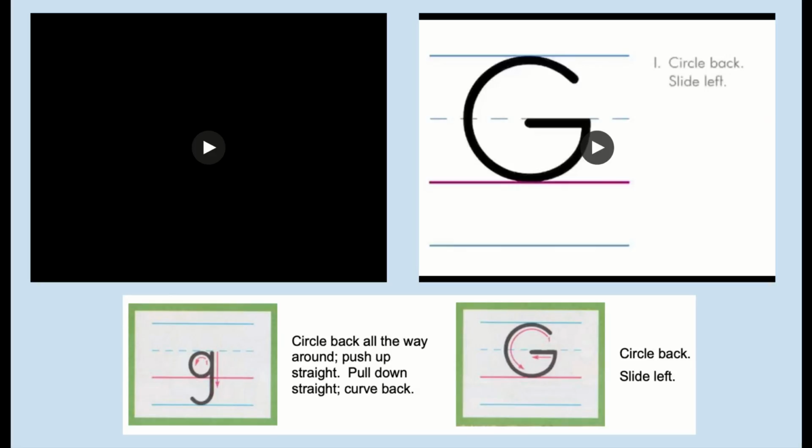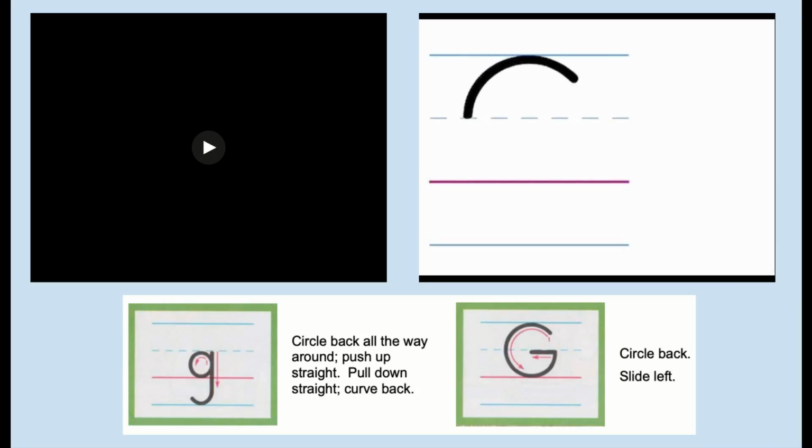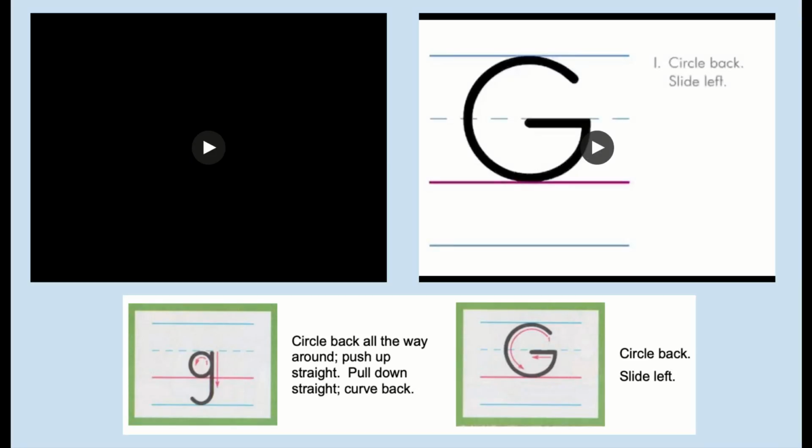Now put your pencil down and let's watch as the video shows us how to make an uppercase G. Uppercase G. 1. Circle back. Slide left. Uppercase G. All right, pick up your pencil and now let's practice.